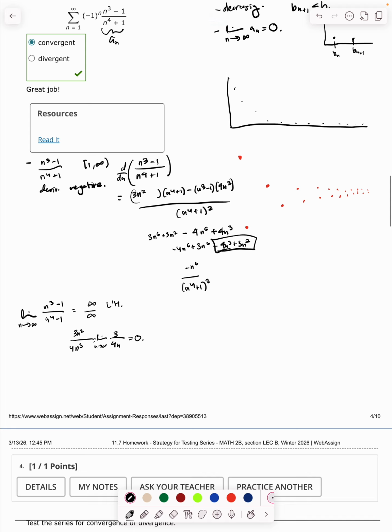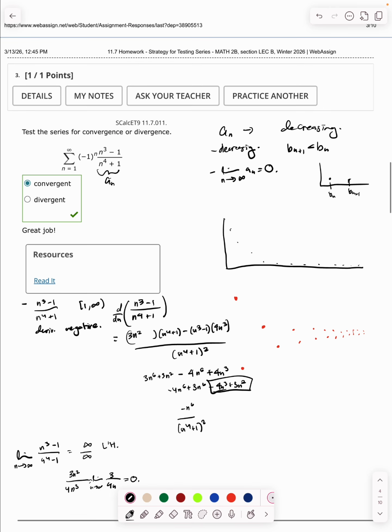And so by the alternating series test, we know that our series will have this behavior and slowly converge to a finite point. And so yeah, it's a convergent series.